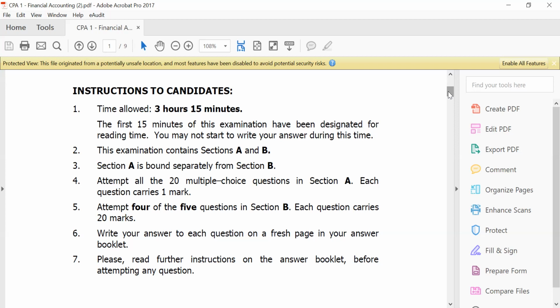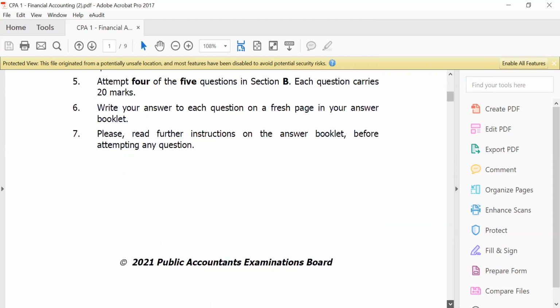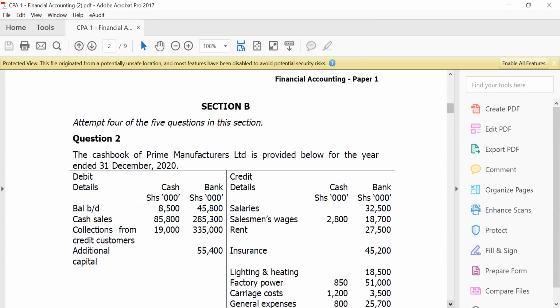And then we have section B, which has 5 questions and you're required to attempt 4. Each question carries 20 marks. As you can see, they're telling you section A is bound separately from section B. You actually don't come out with section A; you bound it separately. There are also other instructions that are usually in the answer booklet, so make sure that you read those.